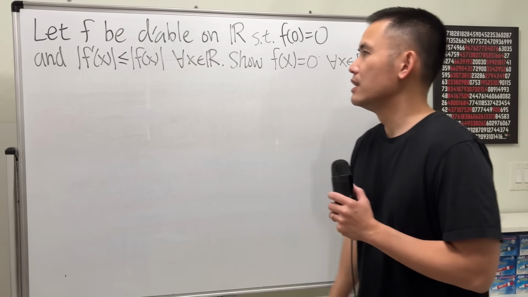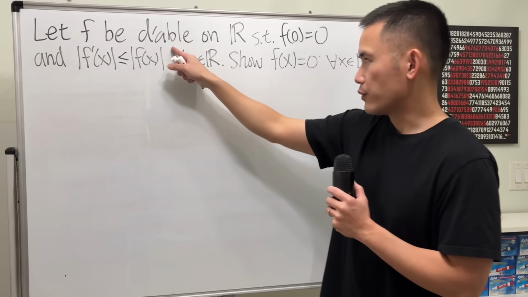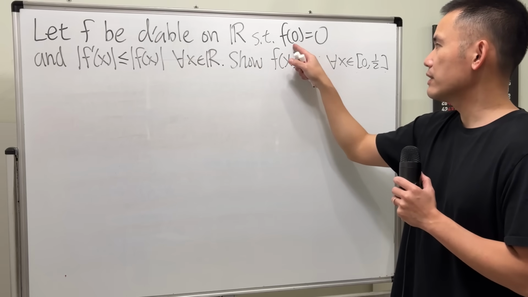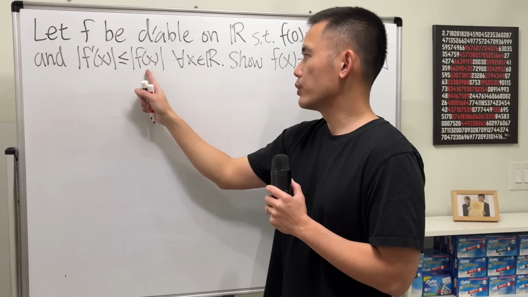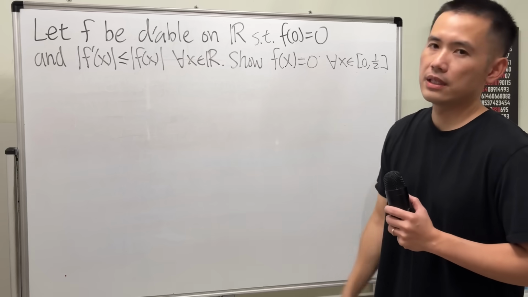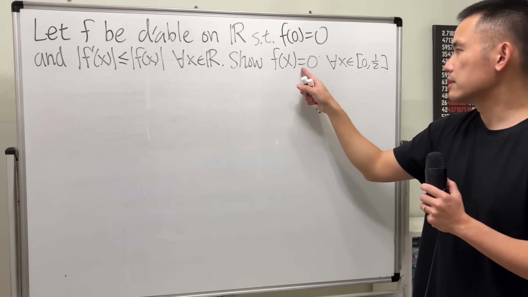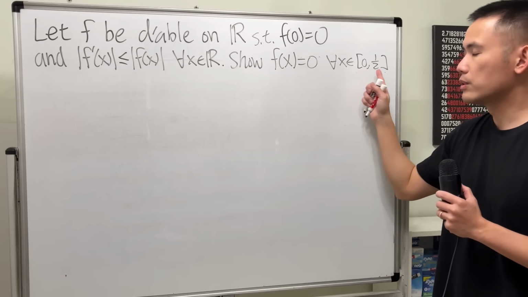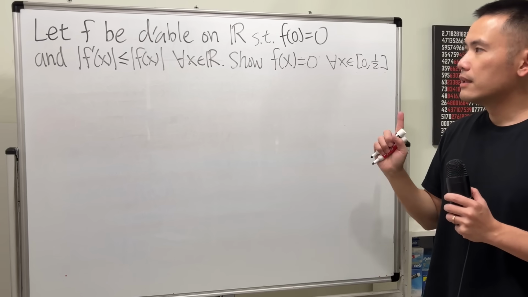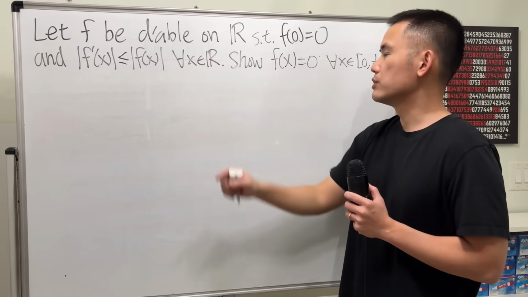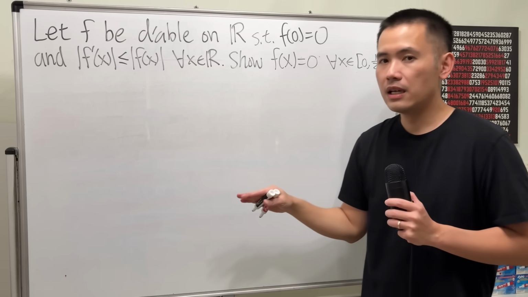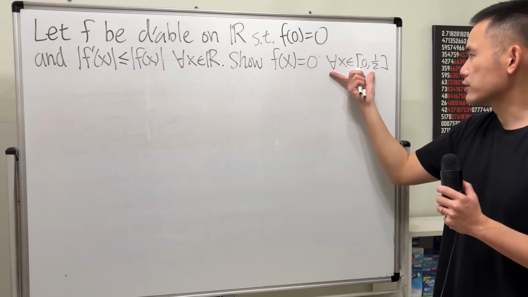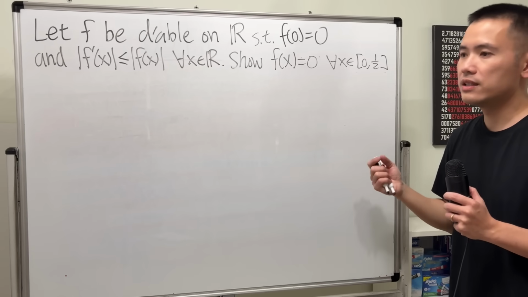Let's have a look. We have f being a differentiable function on R such that f of 0 is equal to 0, and the absolute value of its derivative is less than or equal to the absolute value of the function, true for all x. We will show f of x is equal to 0 for all x from 0 to 1/2. The truth is, with these conditions, f of x is equal to 0 for all x. But part A actually just wants to prove this part, which is a great hint.